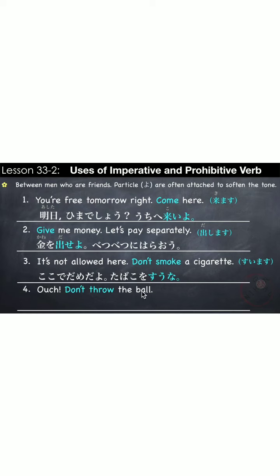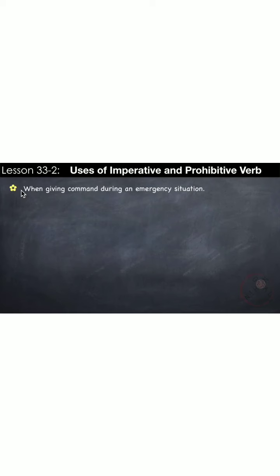Next example of another prohibitive sentence. Ouch! Don't throw the ball. Our verb is to throw, which is 投げます。痛い。ボールを投げるなよ。This can also be used when there is no time to be polite, such as during emergency situation. So you have to convey your message immediately.